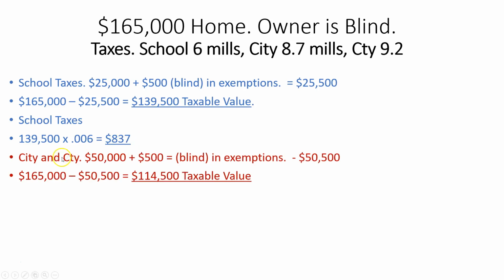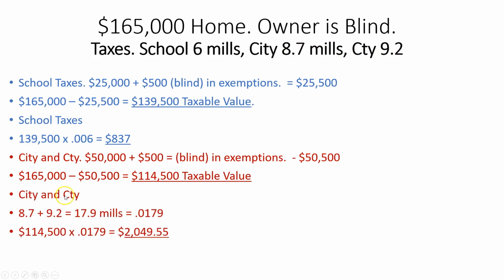City and county, rather. Remember, it's over $75,000, so we get the $25,000 plus the $25,000, plus we get an extra $500, which means total exemptions of $50,500. Take that away from the $165,000, and you get the $114,500 taxable value. Because we're doing it on both of these, we can add these together. I personally do it separately, but the book shows us to add them together. It's up to you. When we add those together, it comes to 0.179. In other words, it comes to 17.9 mils.